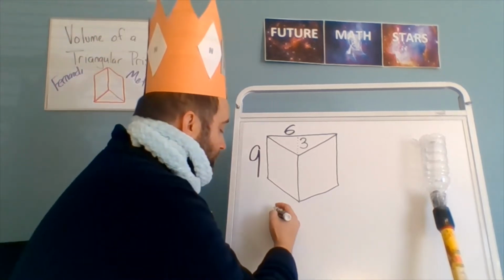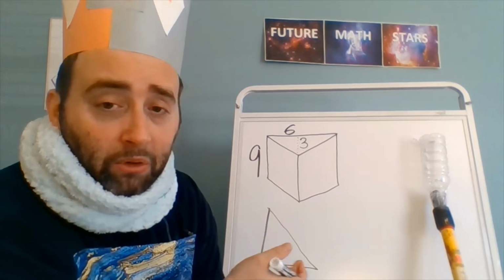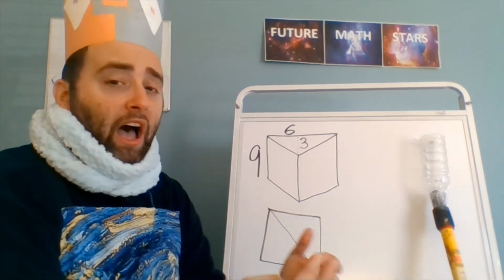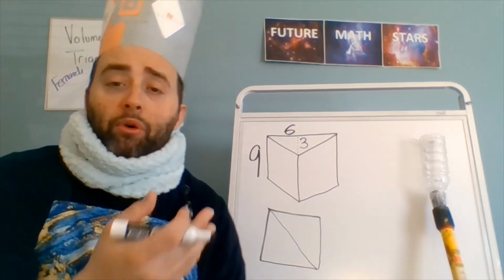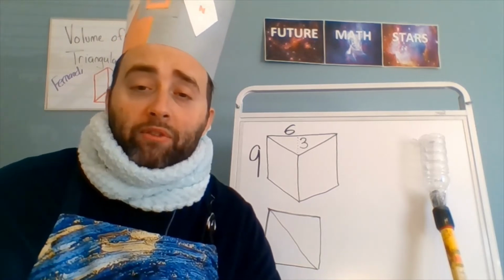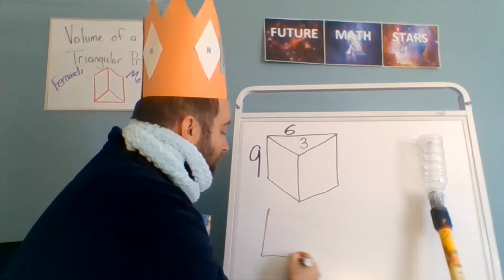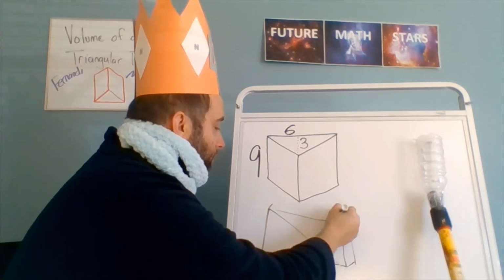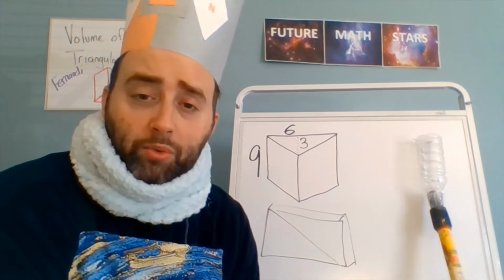was that a triangle is essentially half of a square, or half of a rectangle, or half of a parallelogram. So, if you remember how to find the volume of a rectangular prism, let's make it a rectangular prism. Volume for a rectangular prism is simply length times width times height.